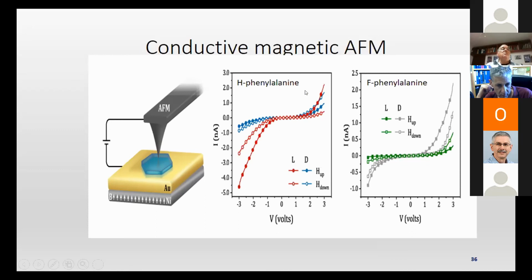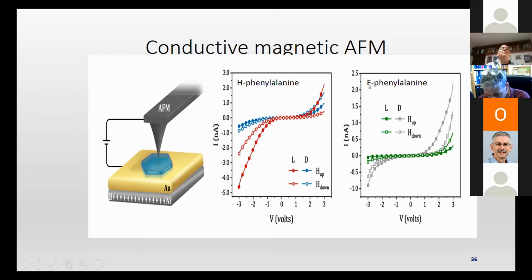Let's concentrate on this molecule here. It's regular phenylalanine. And what we see here, this is for L. For L, we see indeed that the current for magnet up is larger than when the magnet is down. And for the D, we see the opposite. But interestingly, we would expect this to be simply the opposite of this one. And here we see that the D is suppressed.